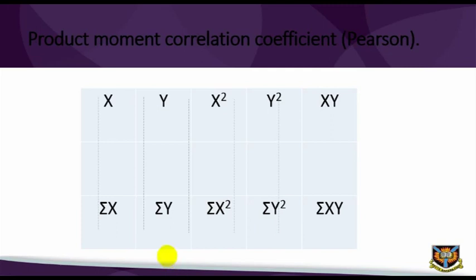X squared: 1, 9, 16, 36, 64, 81, 121, 196. Summation x squared is equal to 524. Y squared: 1, 4, 16, 16, 25, 49, 64, 81. Summation y squared is equal to 256.